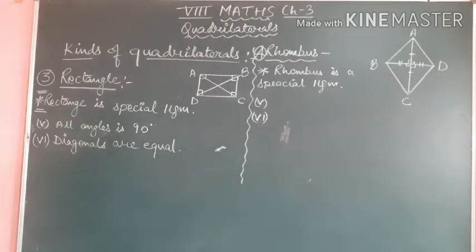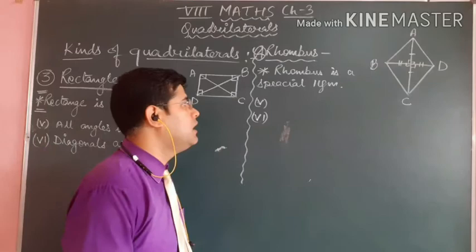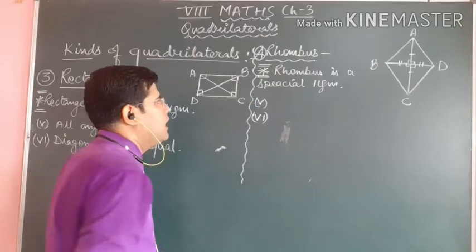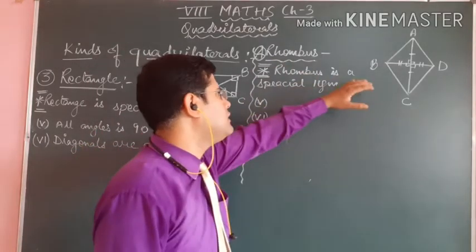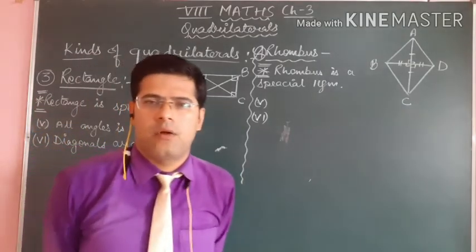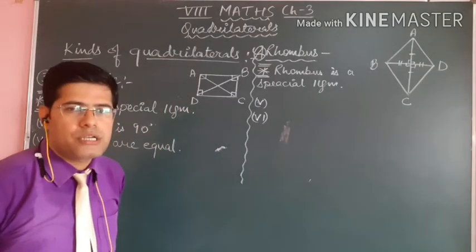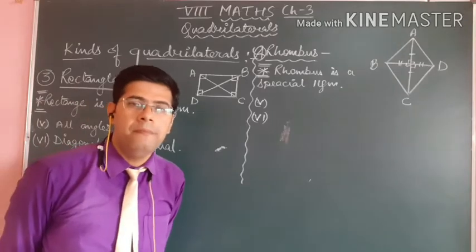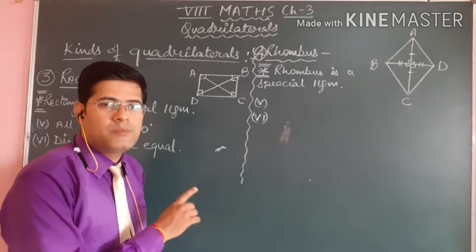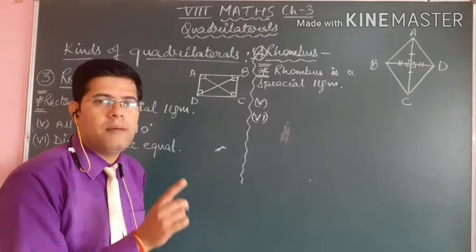After the rectangle, we move to the 4th kind of quadrilateral, which is the rhombus. And one special thing, as we did for the rectangle, a rhombus is a special parallelogram. It means all the 4 properties of a parallelogram will also be in the rhombus, and it has 2 special things which make a rhombus differ from a parallelogram or from a rectangle. It has 2 unique properties which are only in the rhombus, not in the rectangle, not in the parallelogram.